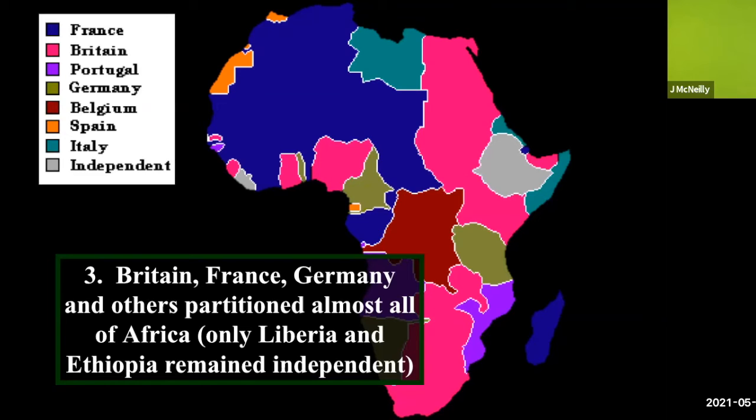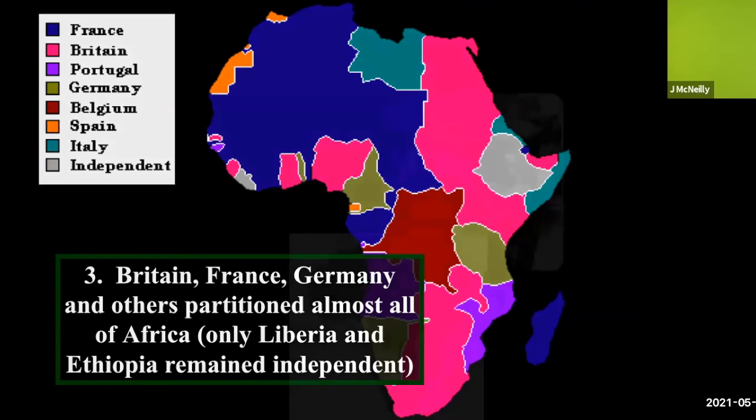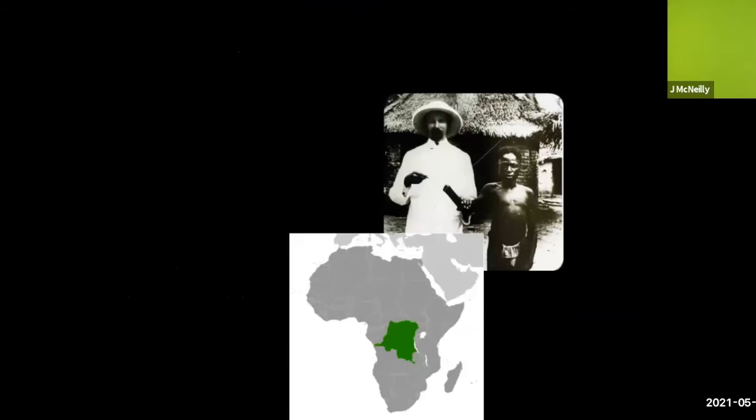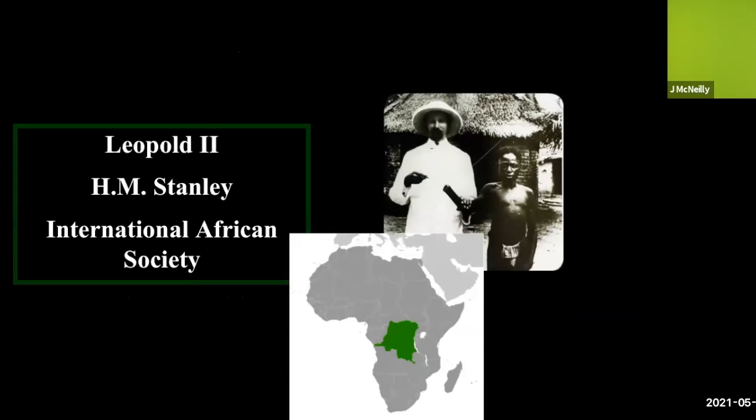Now, one of the most egregious examples of new imperialism is going to occur here in the Congo, and it's going to involve the European country of Belgium. Okay, Leopold II was the king of Belgium. He is going to send H.M. Stanley into Belgium to create treaties with the Congo to transfer land to Leopold. He is going to end up personally, so not the government, but he personally is going to own the Congo territory.